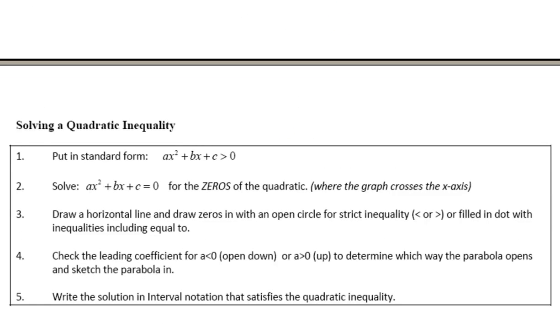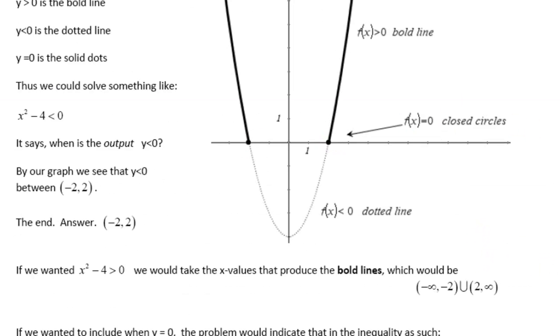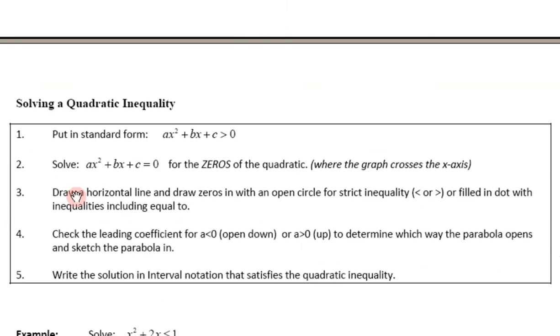So how do we solve a quadratic inequality? You have to put it in standard form. You then have to solve it equal to 0 because you want to find those zeros of the quadratic. Where is it? Right here and here. Then draw a horizontal line and draw the zeros in there with an open circle for a strict inequality and a filled in dot for an equal to. Check the leading coefficient for whether it opens down or opens up, because which way is the parabola opening? Up is positive, negative leading coefficient is down, and then write the solution in interval notation.